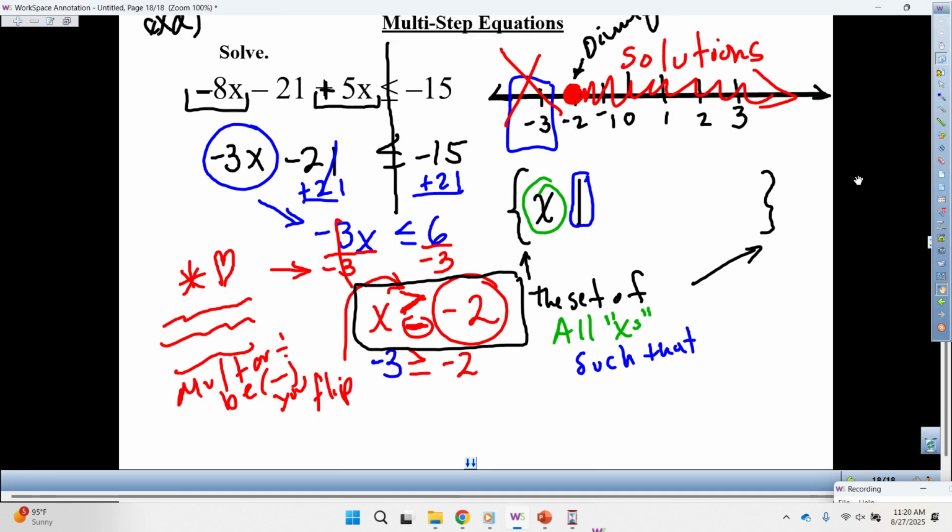So let's read this completely. The set of all x's such that what? What was our solution? x is greater than or equal to negative 2, and then you close the bracket. Are we doing okay? Yes? All right. Send me your notes, please. I want to see what you did.